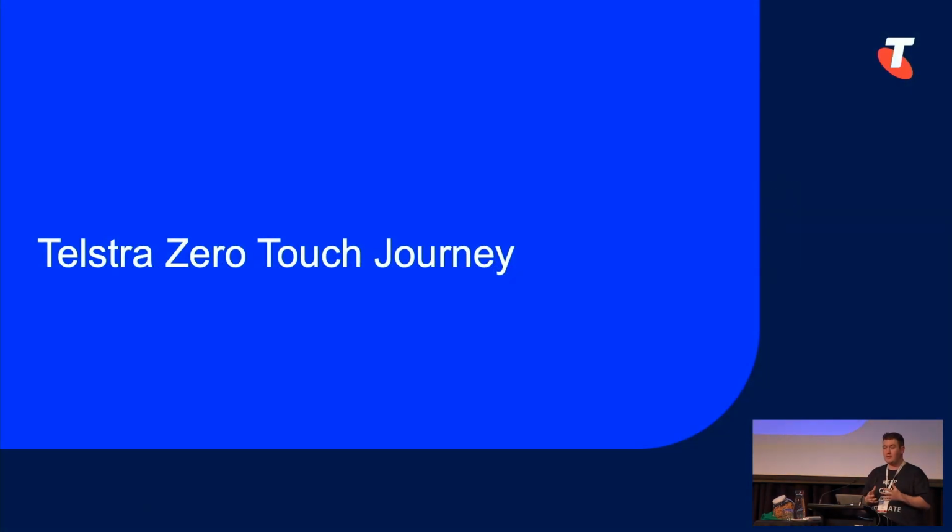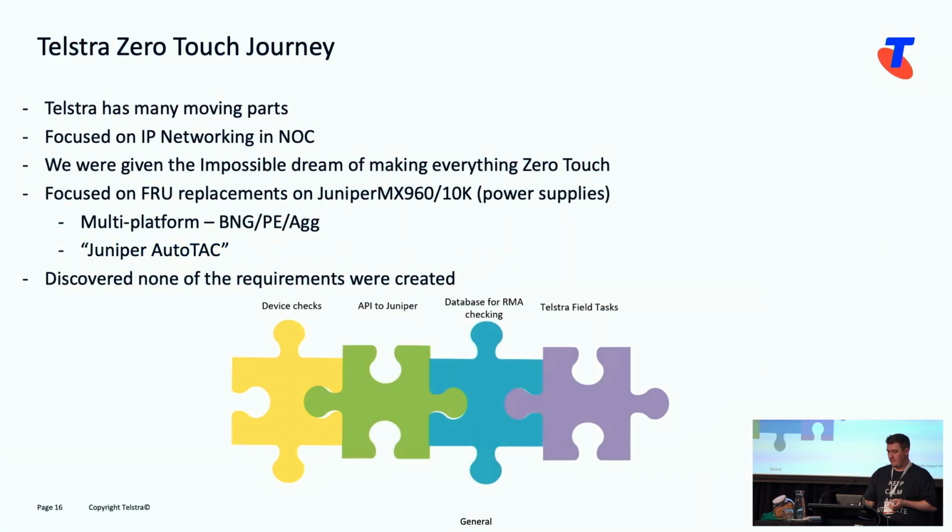So let's talk a little bit about the Telstra Zero Touch journey. We were given the task to automate tickets which were taking a lot of time. One of the examples we were asked to look at was Juniper MX power supplies and make them zero touch, because these things were absolutely killing us. We're having lots of power supply failures. It was taking lots of time, lots of manual work, and it's really, really annoying.